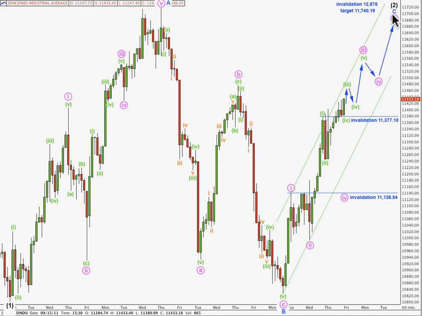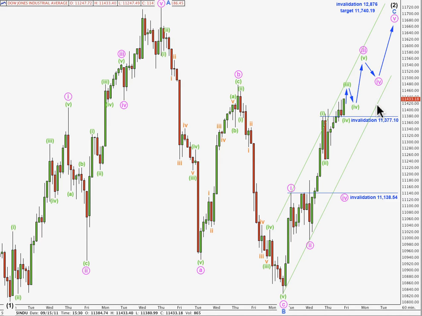When it's all done, wave C blue may still be a few days away, the end of it, and it would reach equality with A at 11,740.19. So that's the most common ratio between A and C, so if it's going to have a ratio with A, that's the most likely place for it to end. Although it doesn't have to have a ratio with A, and it could also possibly be truncated.